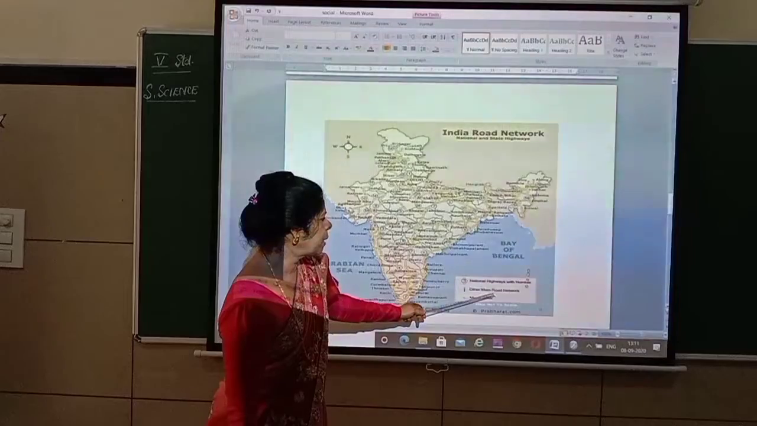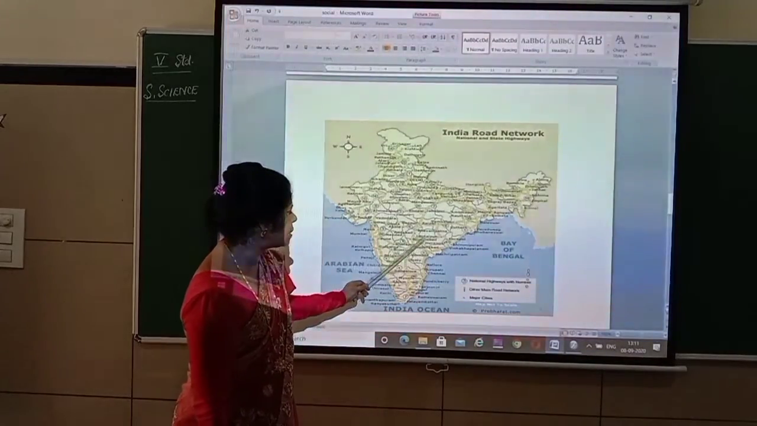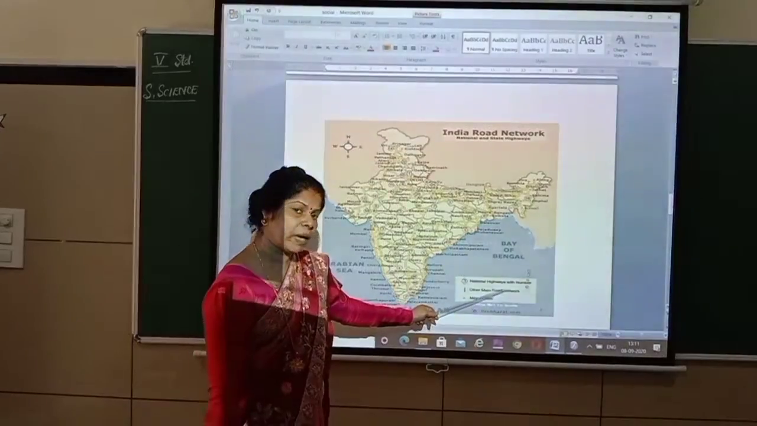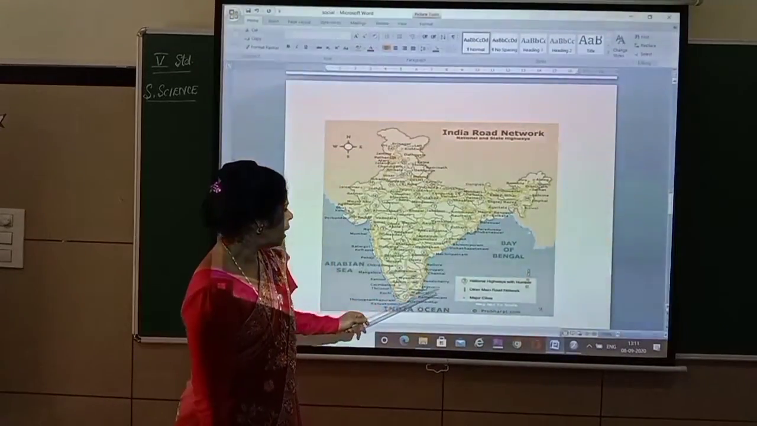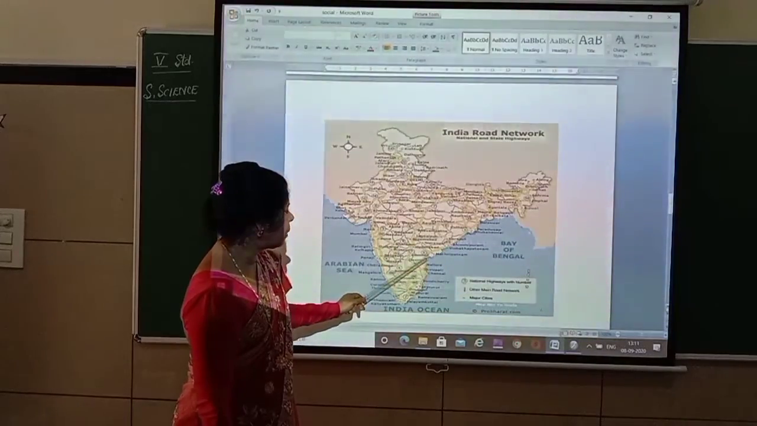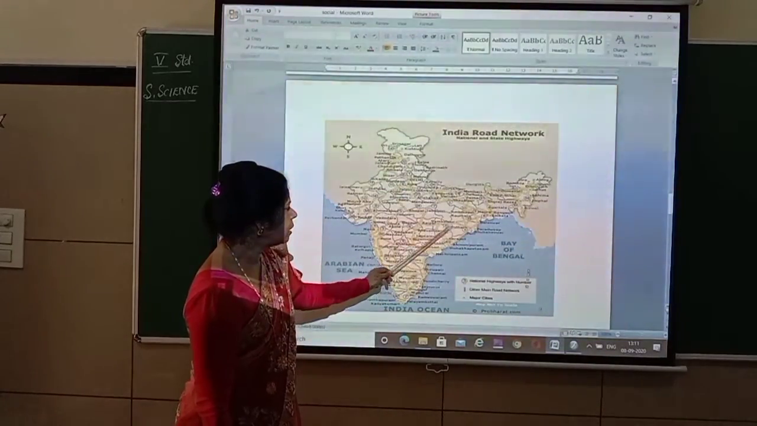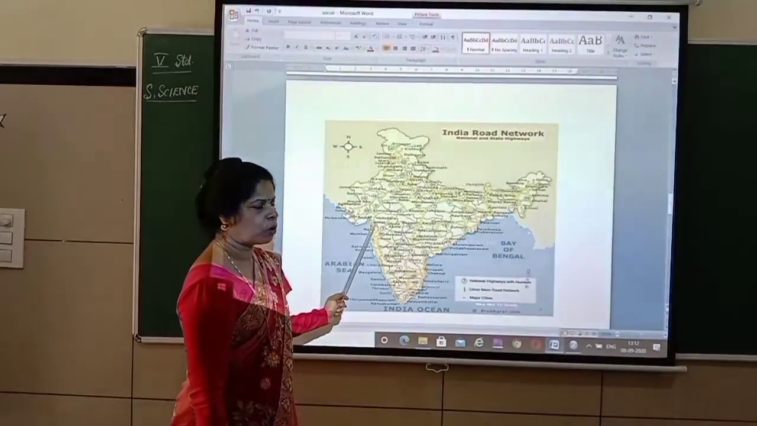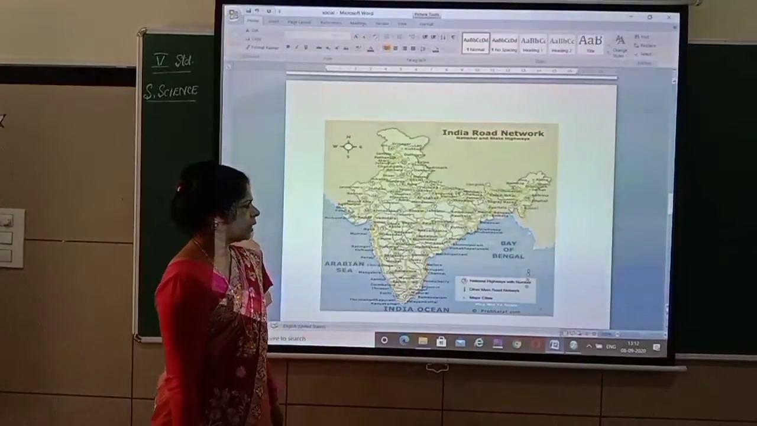And then other main road network is shown in thin lines. This between you can see thin lines. That is other main road network. Okay. And then dots, you can see all these dots, what are these dots? They are the major cities. See, all these are the major cities. So this is about the road maps. Next.